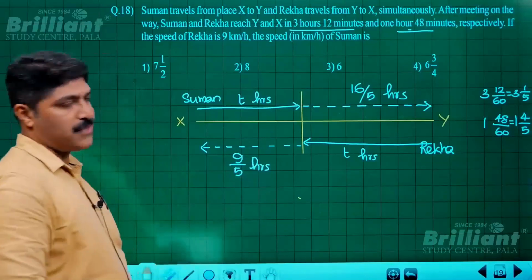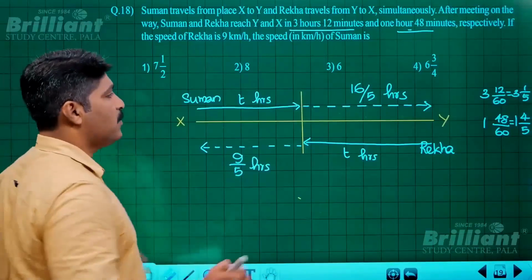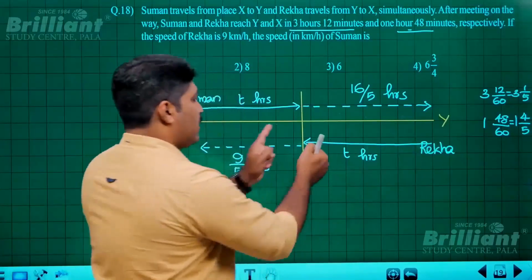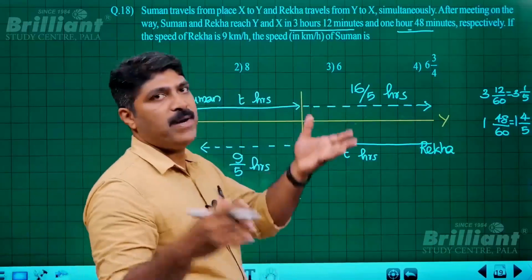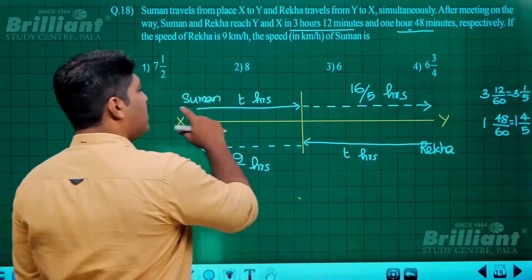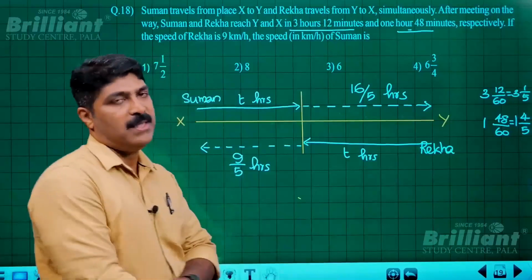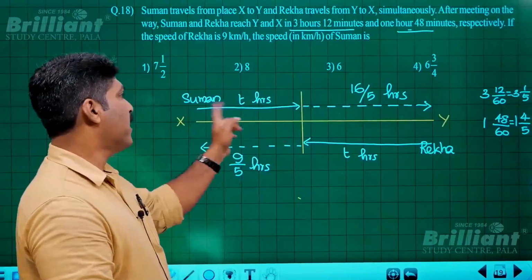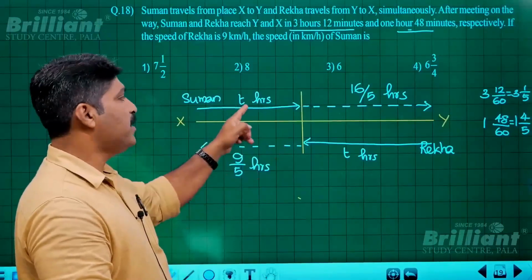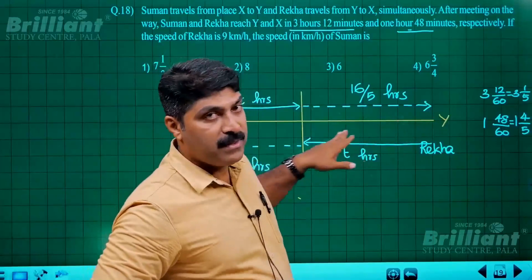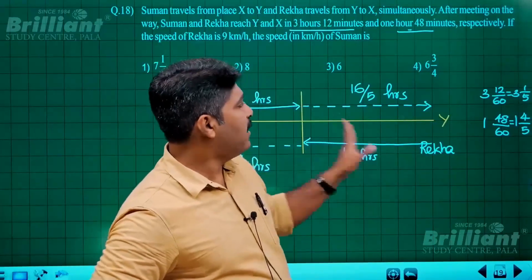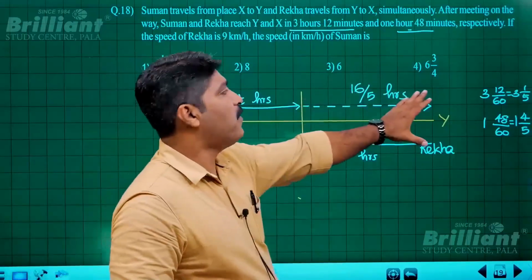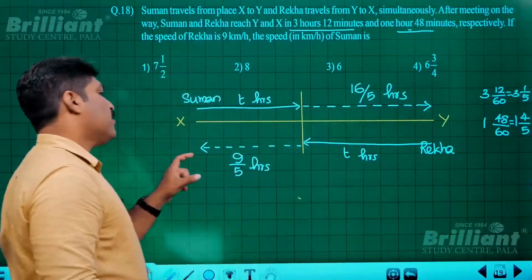So this is a basic illustration. Understand the concept? Suman and Rekha started from two ends simultaneously. After T hours, we don't know what that meeting time is, they met at a point. During that period, this distance was covered by Suman in T hours, and this other distance was covered by Rekha in T hours. Then after that, Suman took 16 by 5 hours for finishing the trip and Rekha took 9 by 5 hours.